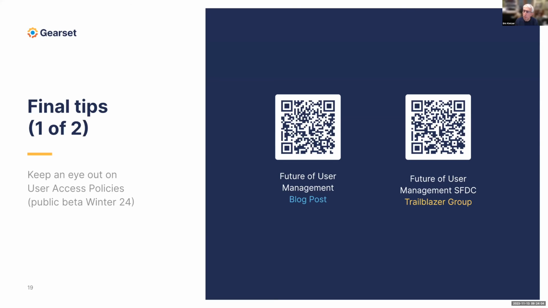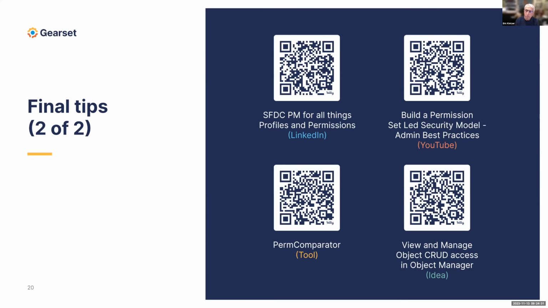The other QR links here, which you'll be able to look at either now or in the published version of this presentation: the product manager for user management, Cheryl Feldman, has a blog post that is basically Salesforce's strategy here. You definitely need to read that. There's a Trailblazer group that you can join to ask questions and follow what's going on. And Cheryl Feldman, again the product manager, has a public LinkedIn profile, where she posts all sorts of interesting information and direction on what's going to happen here.